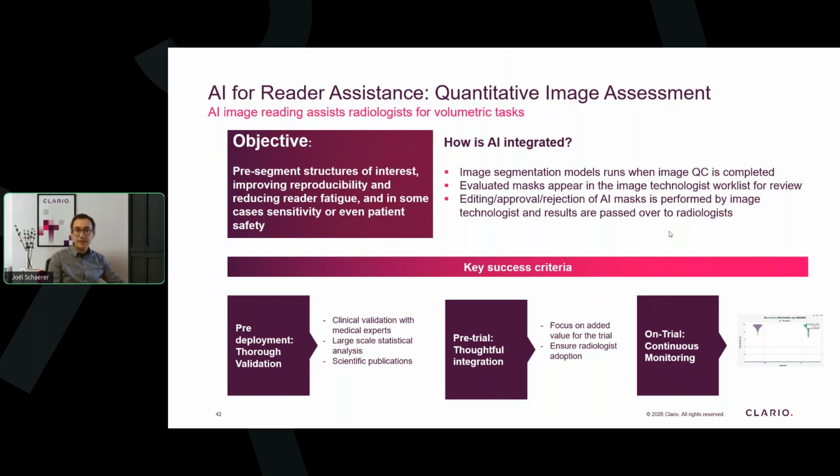Next is the integration pre-trial. Here we focus on the added value for the trial instead of deploying AI everywhere without thought, and we train and work with readers in order to ensure the adoption of the model. And finally, during the trial, continuous monitoring is used to quickly identify issues as they may arise. For example, data drift could happen, and continuous monitoring can help identify it earlier and react accordingly.